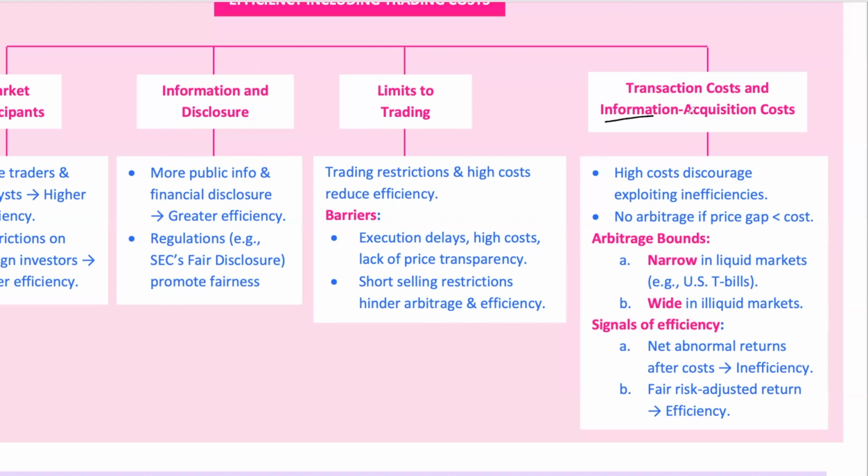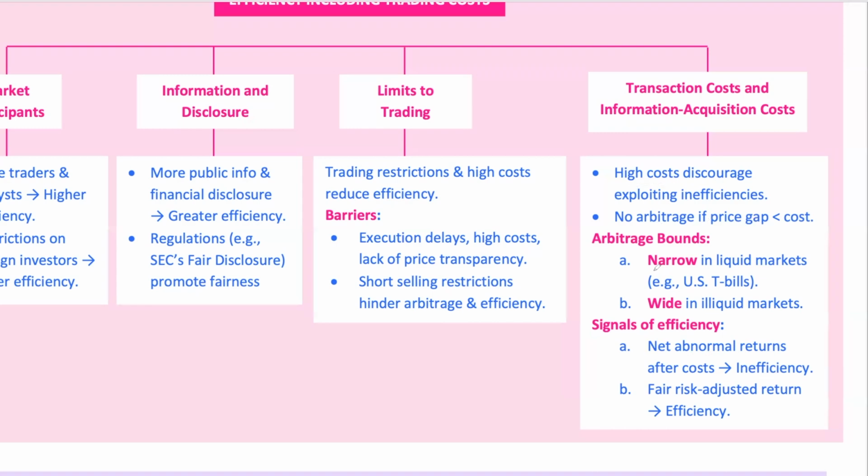Finally, let's not forget information acquisition costs. Gathering and processing information takes time, effort, and often money. Whether it's hiring analysts, buying research, or subscribing to data services, none of it's free. Here's the key idea. If all that work just gives you a normal risk-adjusted return, nothing extra, then the market's considered efficient. But if you consistently earn abnormal returns, even after deducting those costs, well, then something's off, and the market might be inefficient.